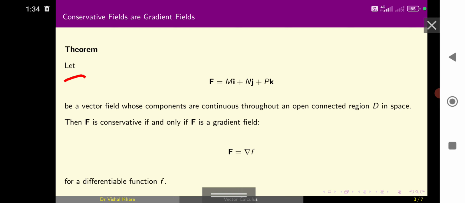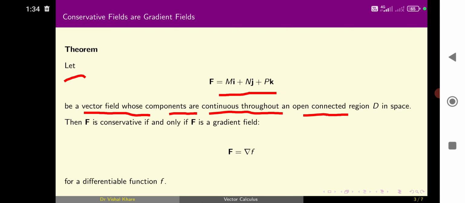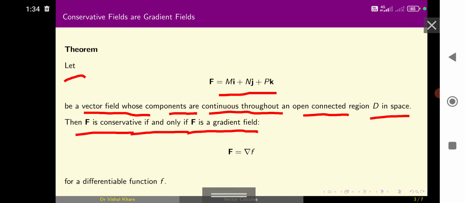Let F equal Mi plus Nj plus Pk be a vector field whose components M, N and P are continuous throughout an open connected region D in space. Then F is conservative if and only if F is a gradient field. That means F is equal to the gradient of f for a differentiable function f.